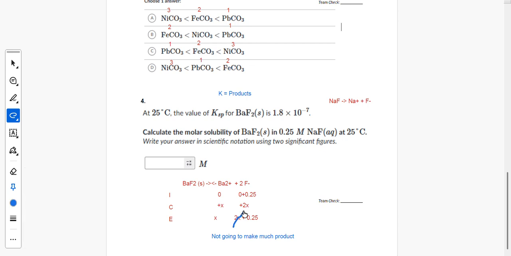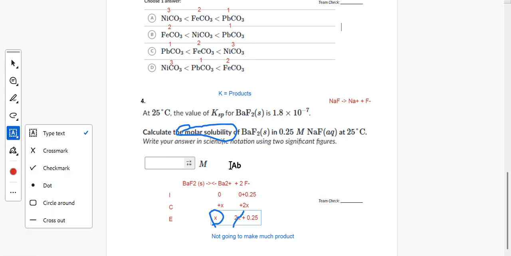We're going to cross out that 2x in our calculations. And so now we can calculate our Ksp and we can solve for x. This x value is what we're trying to solve for, and that is our molar solubility right here. Let's do that really quick.